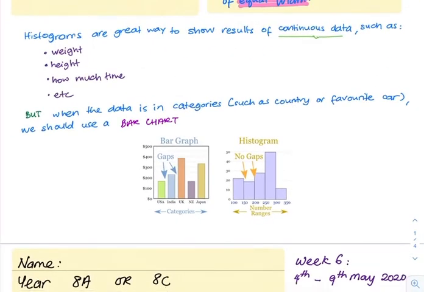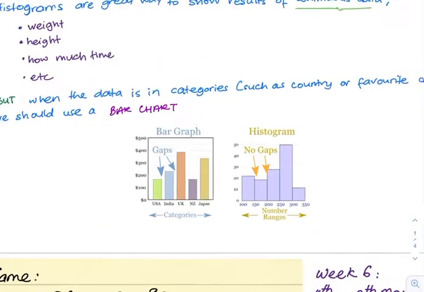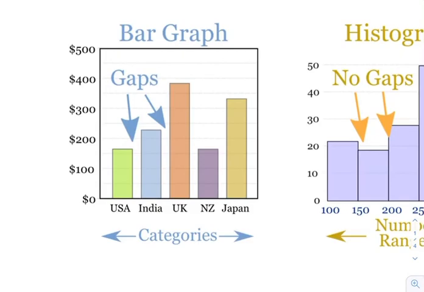But when the data is in categories such as country, favorite car, favorite sport, you may use a bar chart or a bar graph, as you can see from this diagram.